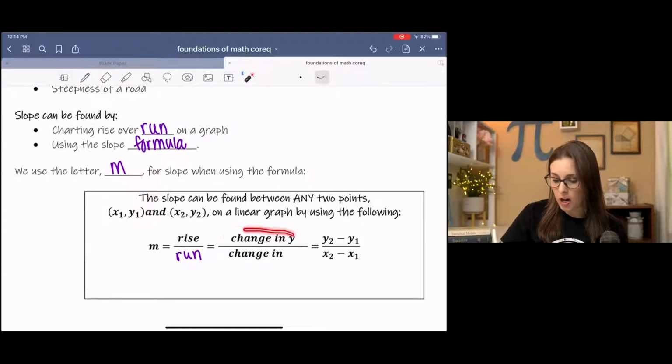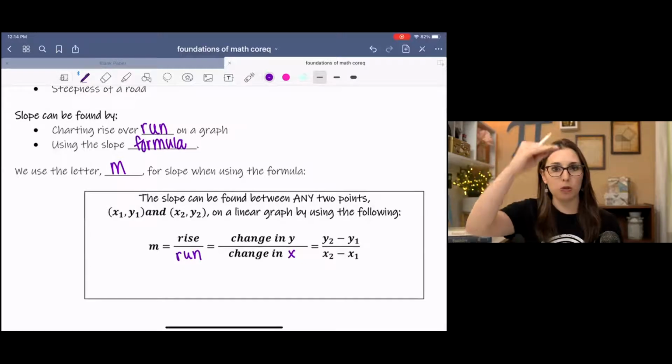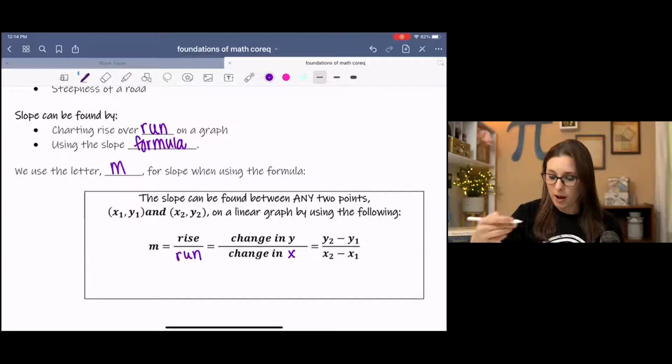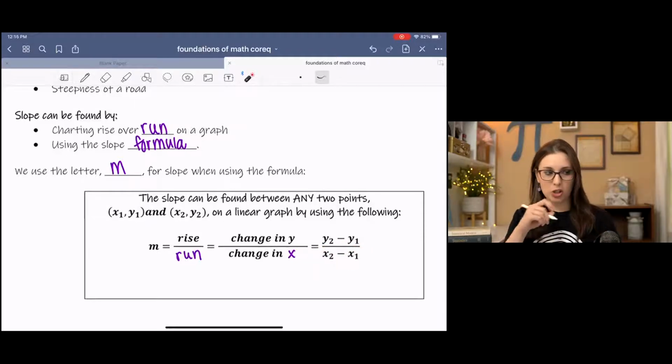And then you can find the slope of that line by charting rise over run, which geometrically is finding the change in our y values over the change in our x values. The change in y, that's responsible for up and down, which is rise. And then the change in x is responsible for side to side, which is run. And then in algebraic form, what that means is we are subtracting our y values divided by subtracting our x values. So that's just 3 different ways to look at slope.